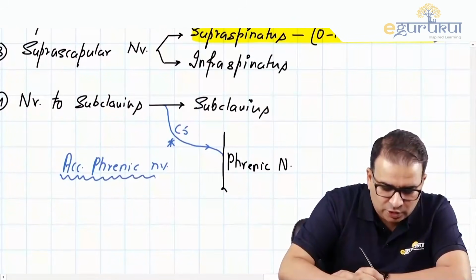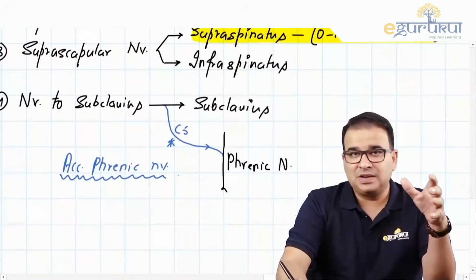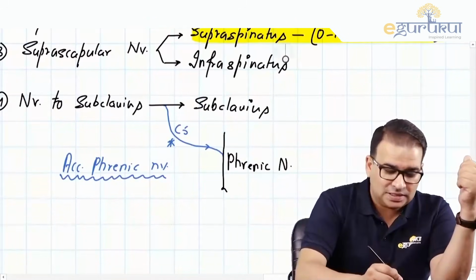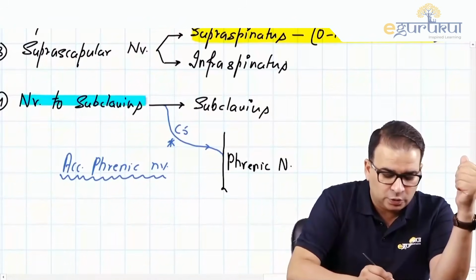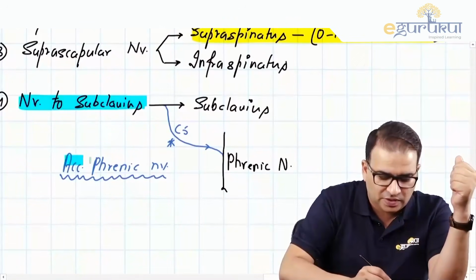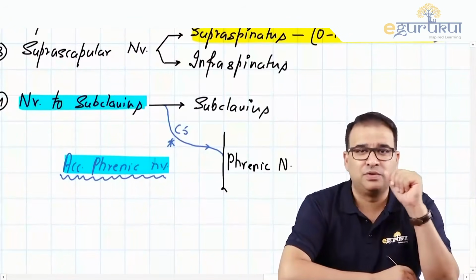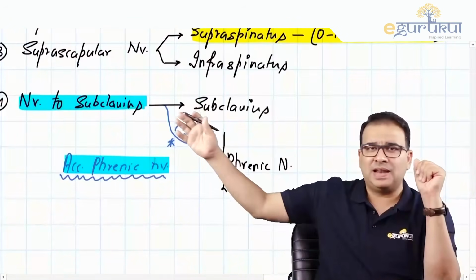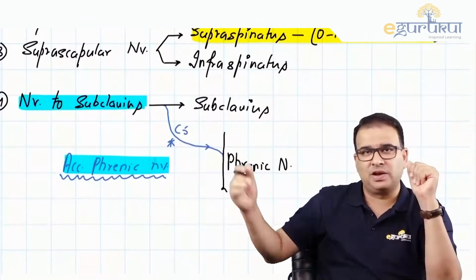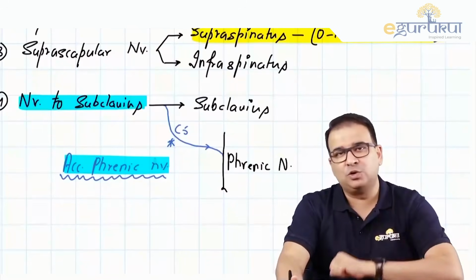So this again could be a very good question: the accessory phrenic nerve arises from where? The accessory phrenic nerve arises from the nerve to subclavius and then joins the main phrenic nerve only. It's not going to supply the diaphragm separately. It just joins the phrenic nerve, giving the C5 root value to the phrenic nerve.